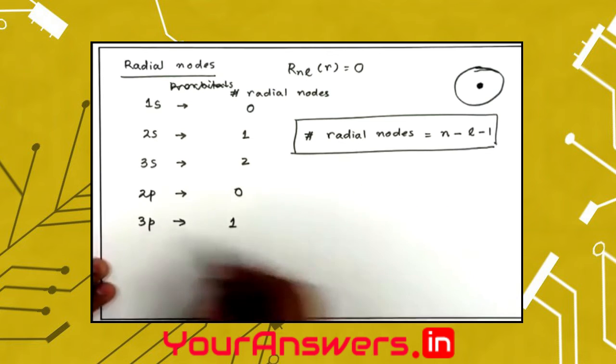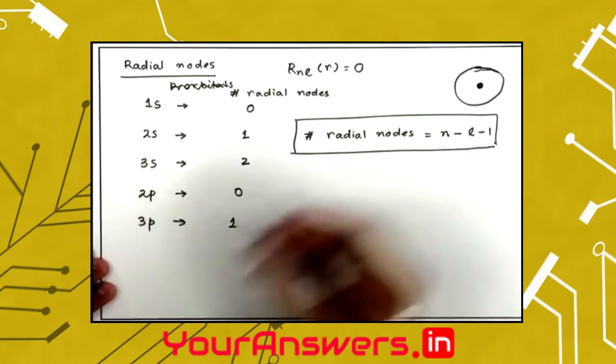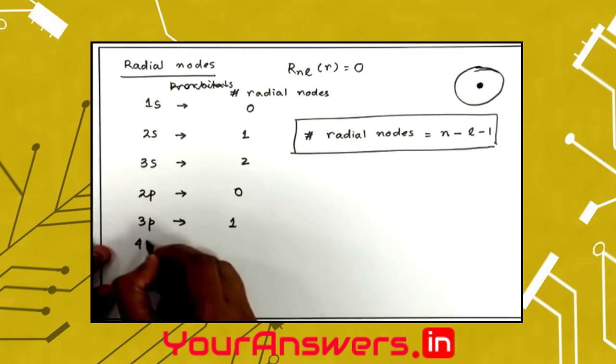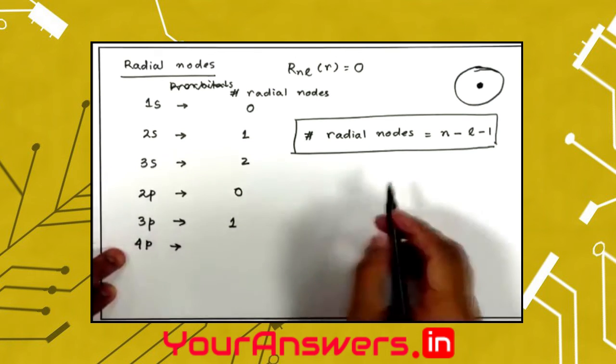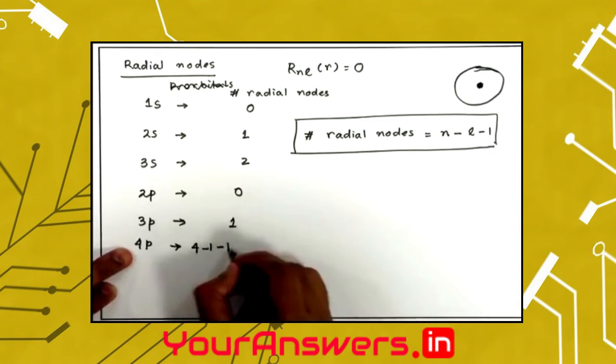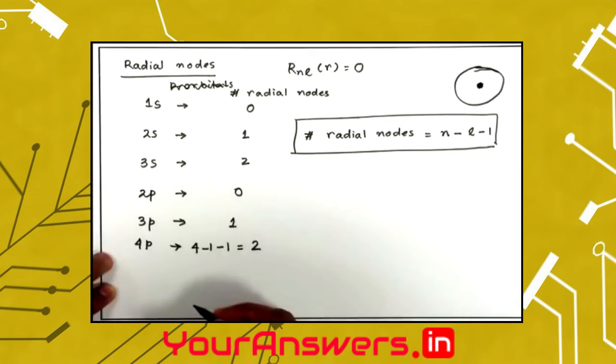All right. Now, using this relation, we will try to find out the number of radial nodes in a few more orbitals. Let us say about 4p orbitals. In case of 4p, n is 4, L is 1, so n minus L minus 1. So, 4p orbital will have 2 radial nodes.